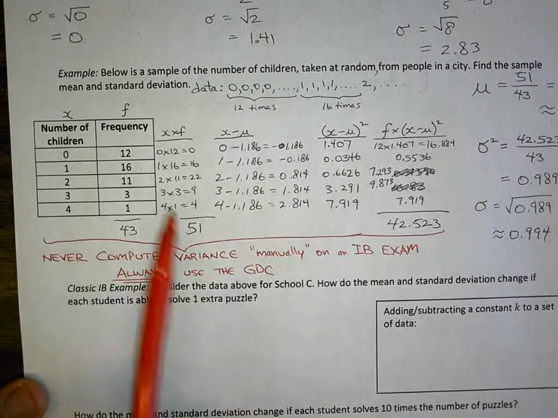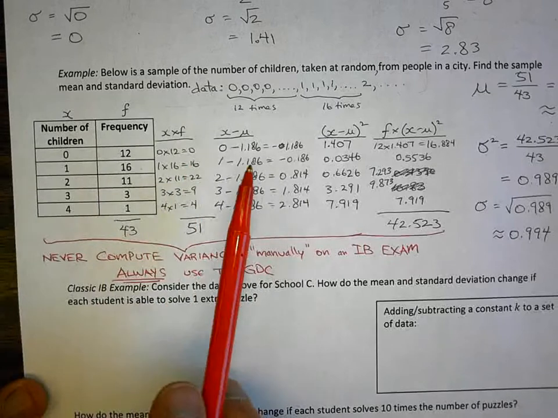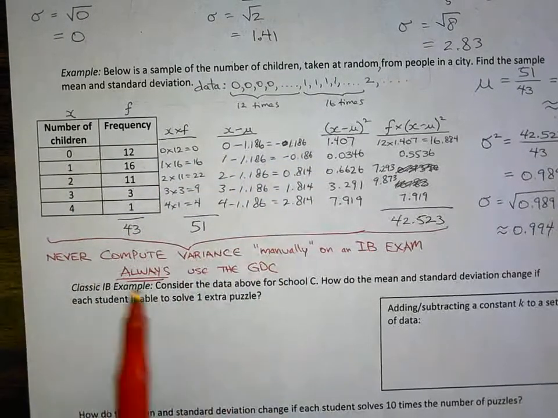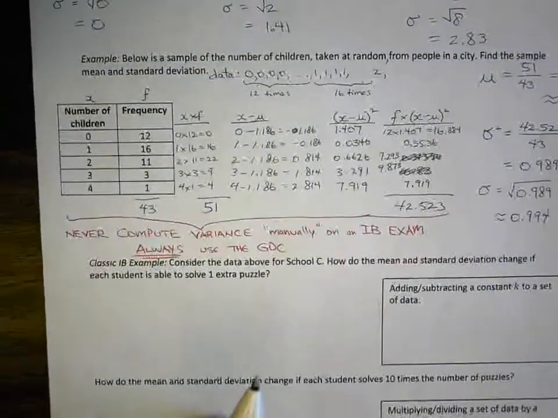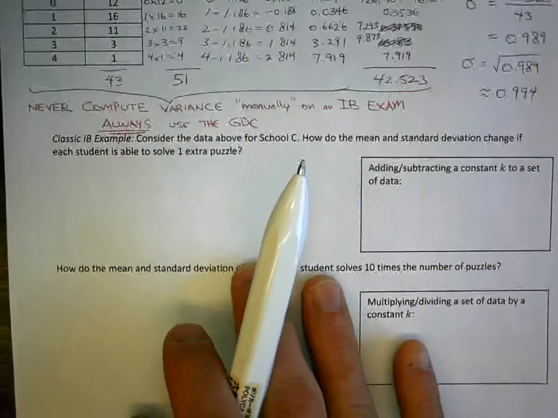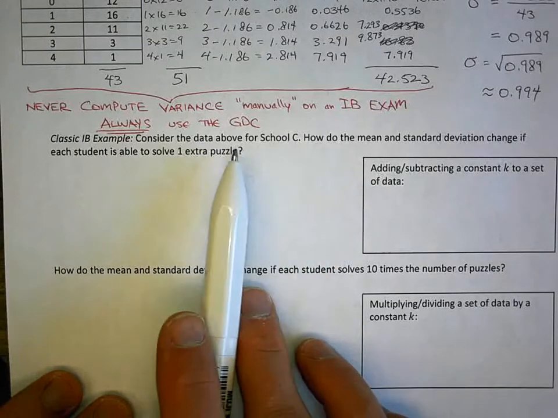If you do something like this manually on an IB exam, you're wasting your time, because it takes 15 minutes and with a calculator it takes 2. We'll show you that GDC lesson later. There's one other thing I want to talk about with the standard deviation and mean, which is what happens when you make changes to the data.